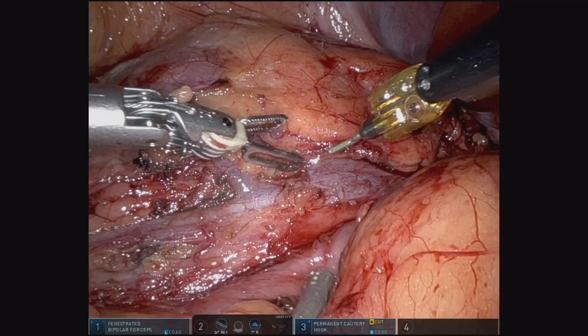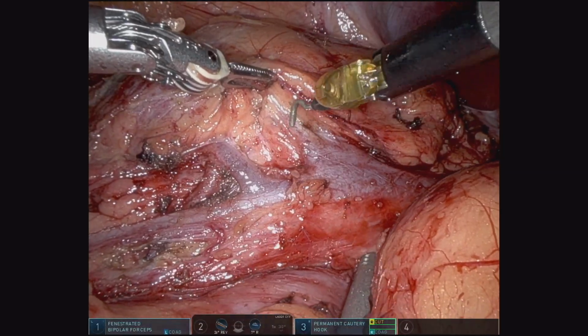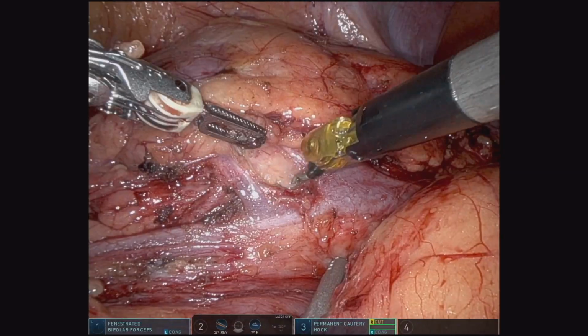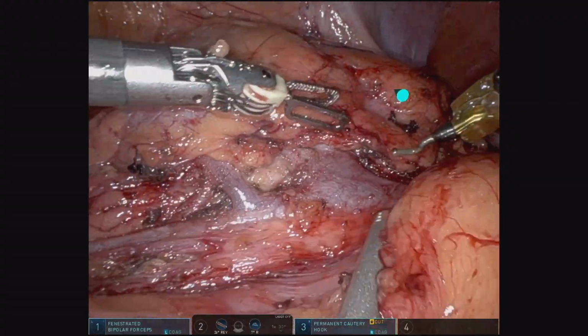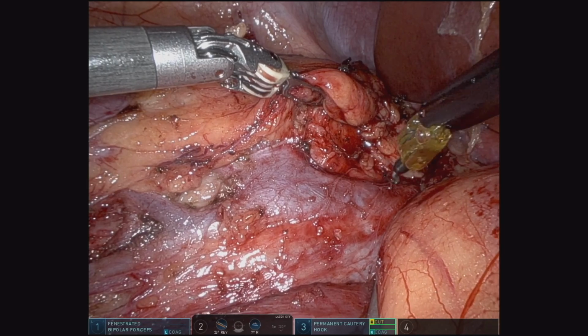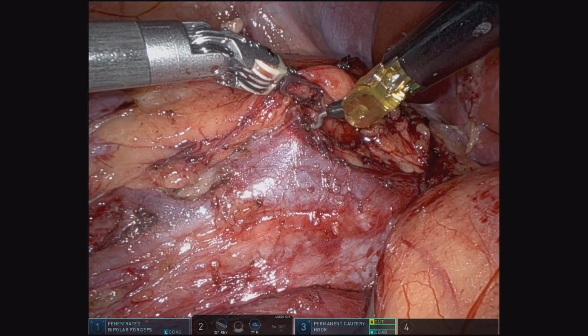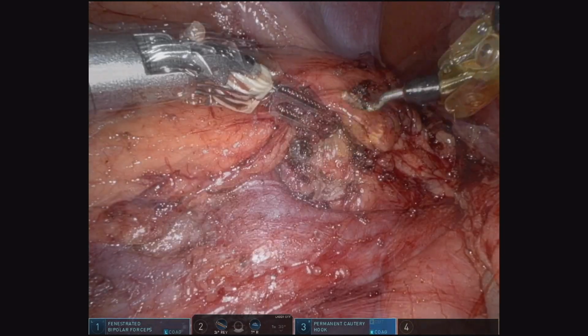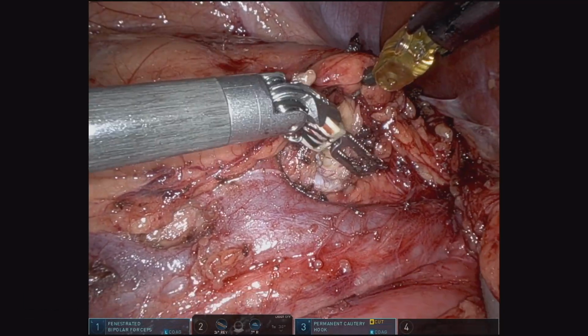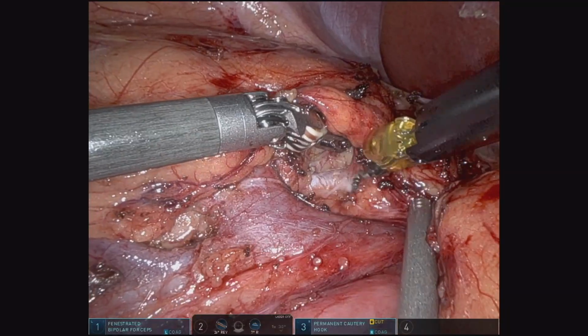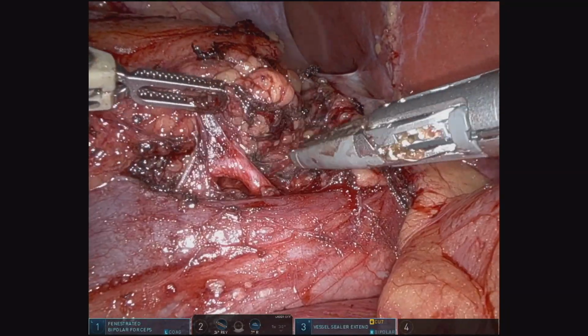You can see a renal artery in the background. We continue dissection, exposing the renal artery and vein. Here we start seeing a smaller superior pole renal artery. In this patient, there were two right renal arteries.